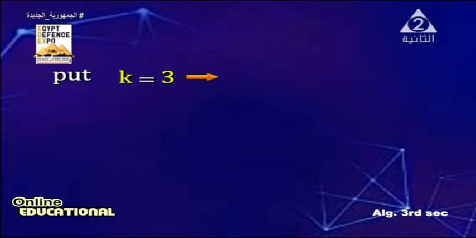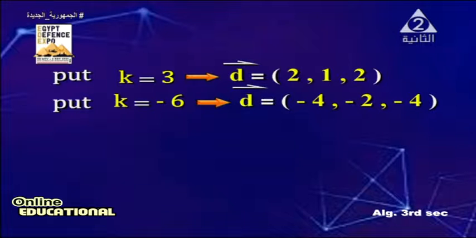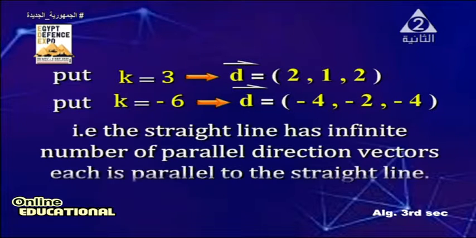If k equals 3, then we deduce direction vector 2, 1, 2. If k equals negative 6, therefore d vector is negative 4, negative 2, negative 4. What do you mean? A straight line has an infinite number of parallel direction vectors, each parallel to the straight line. How many straight lines are parallel? This is a straight line, with many or infinite numbers of parallel direction vectors.